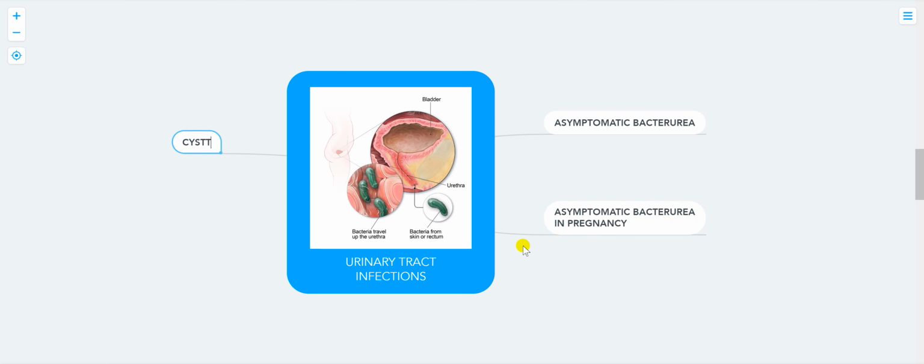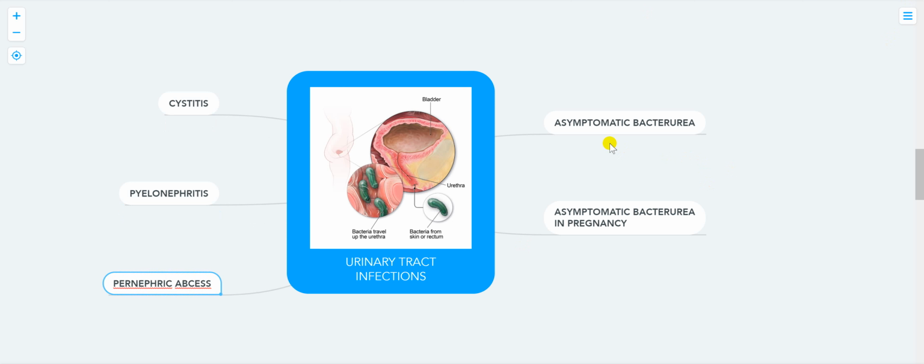could be cystitis, could be pyelonephritis, could be perinephric abscess. How do we manage each?